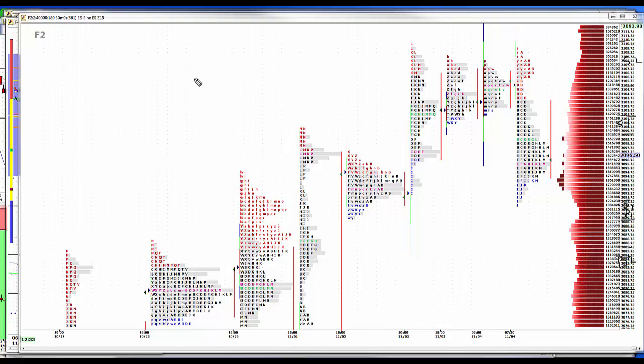Tomorrow's news, jobless claims 262. Non-farm productivity up a tenth. Unit labor costs up 2%. That number's a little suspect because of the real softness in the job market. Hard to see labor costs going up under those conditions.